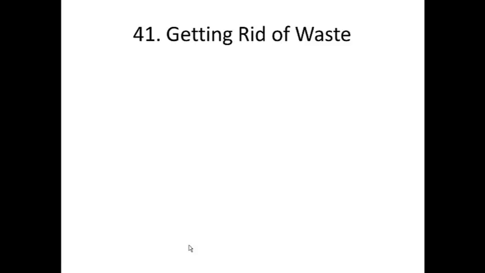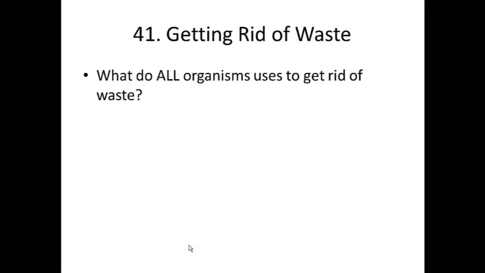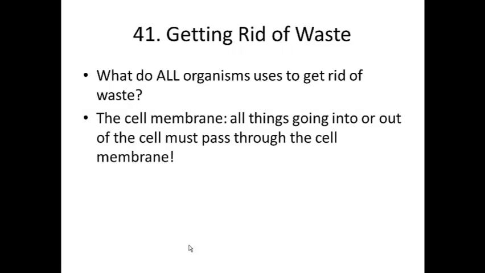Getting rid of waste is another important thing for cells to do to maintain homeostasis. And the main system that gets rid of waste is going to be the cell membrane. All things going into or out of the cell must pass through the cell membrane. That includes wastes. So, in different animals, there might be other systems in addition to the cell membrane that help to get rid of waste. But the first gateway for that waste to get through is the cell membrane. It might go through and turn to the blood and go through an excretory system or some other system to excrete it from the organism, but the first place that waste needs to pass through is that cell membrane.